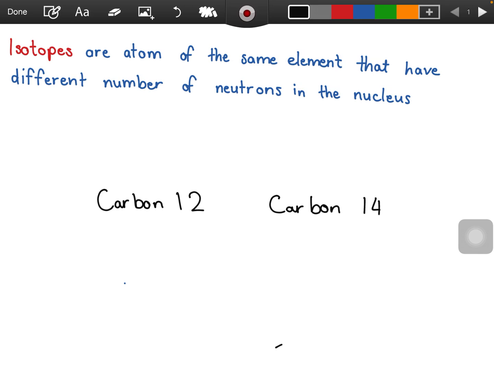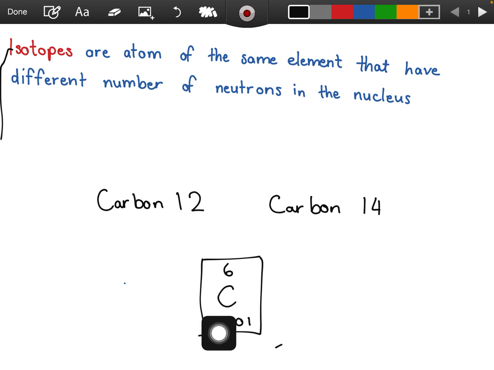Okay, now in the periodic table, if we look at the periodic table for carbon, let me just find it here. It's actually nicely rounded in that periodic table, but it would come up like a square like this, and it would say C, and here it would have 12.01. Okay, so what would that 12.01 mean?